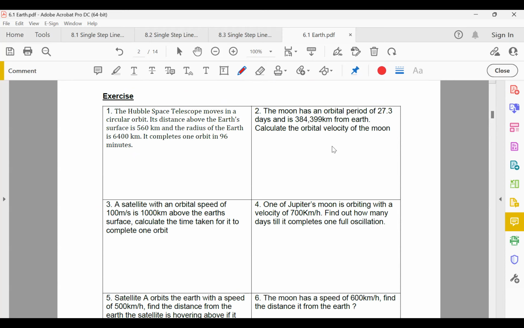The distance, that's the radius. These two things added together will be the radius. Yeah, for sure.